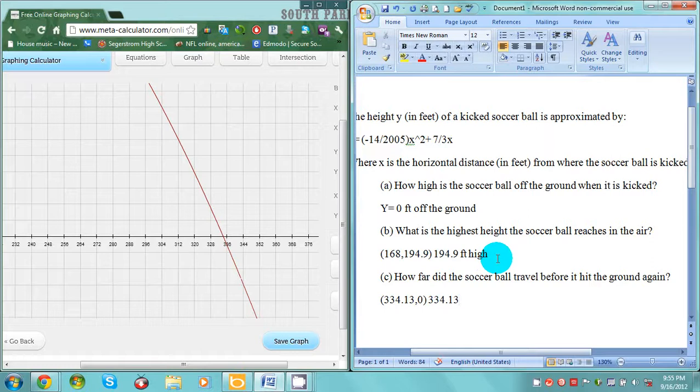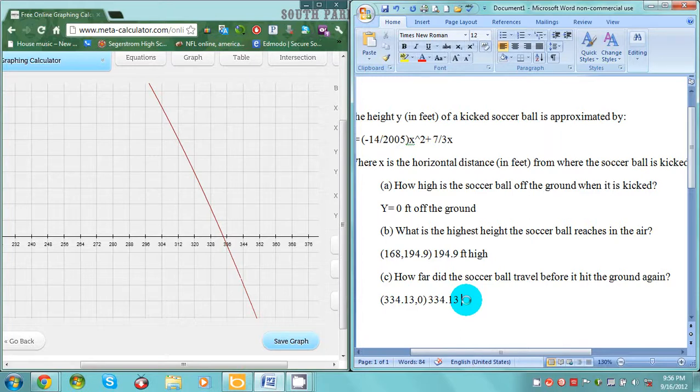Oh, I forgot. For B, all you had to do on a calculator was hit second, then calc in the yellow letters, then choose max, then do the left bound, the right bound, and the guess, and you'll get approximately this, if not something way better. Same thing with this one, but instead of max you choose zero: second, calc, zero, then left bound, right bound, guess, and you'll probably get this. So back to what I was saying, 334.13.